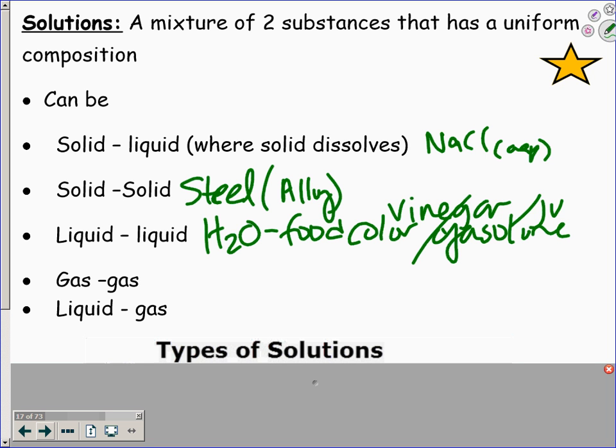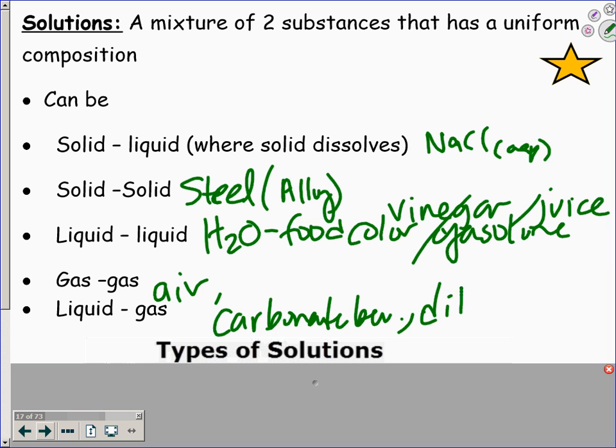Okay. Gas. Our air, thank you. Our atmosphere is made up of many, many gases. Liquid and gas: carbonated drinks, carbonated beverages. Anything else? Okay, so DO in water, dissolved oxygen in water, ocean water. Okay, let's do that. Yeah, it's a pretty good list.